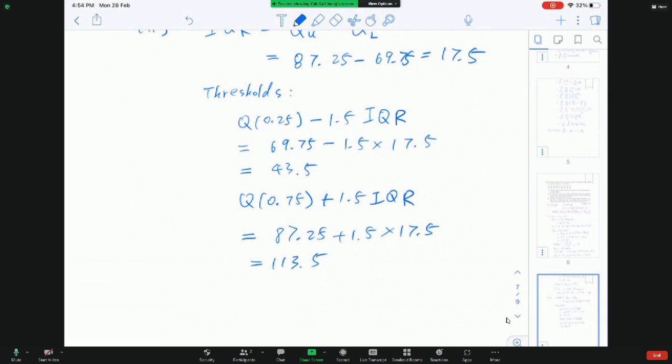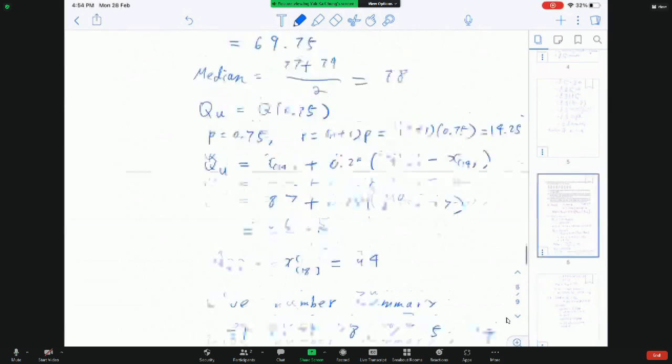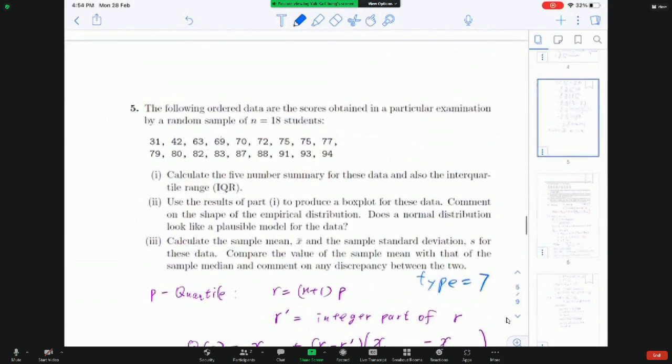So to draw the box plot, we will consider these outliers first. We particularly plot them and indicate them in the box plot if we detect them. So in this question, we find that we have two outliers. We have two numbers, 31 and 42. They are smaller than the lower threshold for the outliers. So these two numbers are smaller than 43.5. So in drawing the box plot, you need to take this into account.